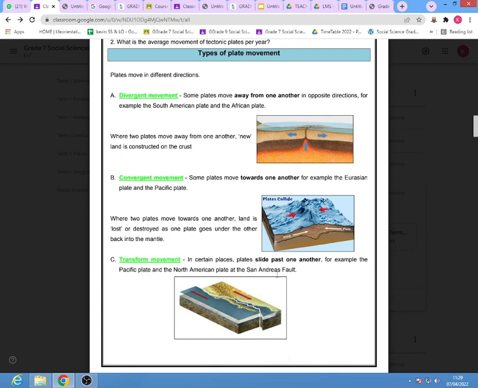And then the other type of movement, the last one, is the transform movement. This is when certain plates slide past one another. For example, the Pacific plate and the North American plate at the San Andreas Fault.